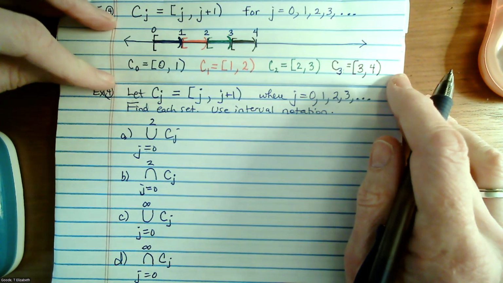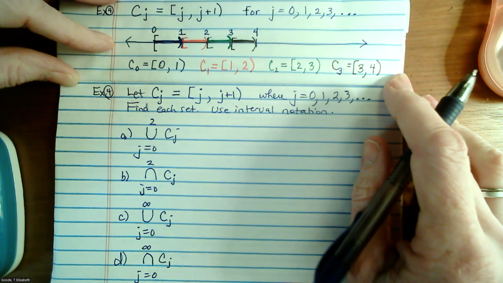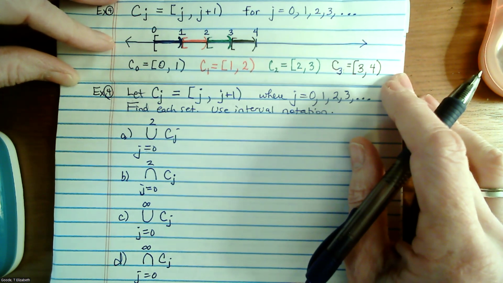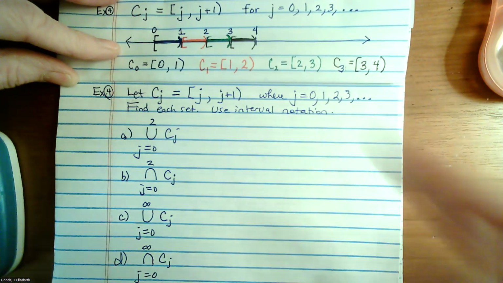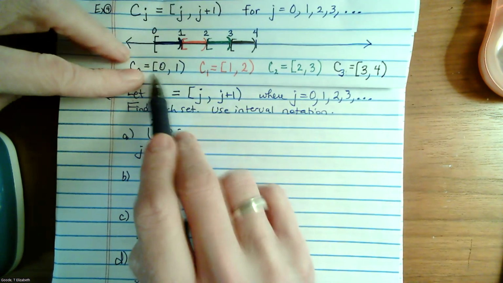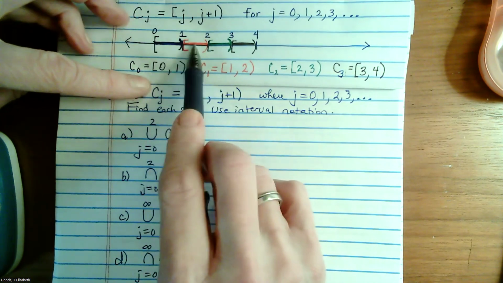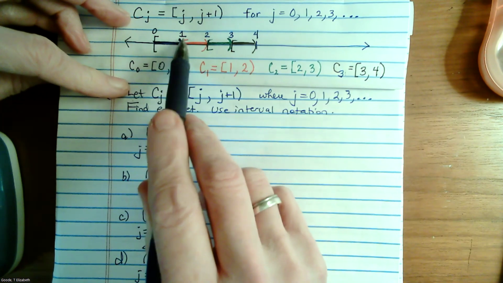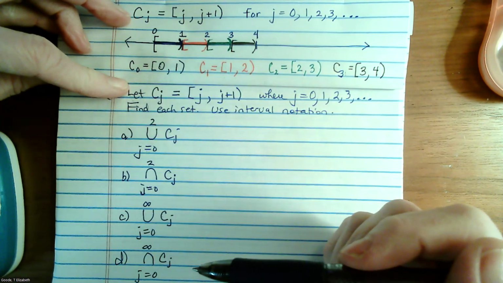C3 is 3 to 4. Okay. So you can see that way we can kind of see what's going on. Now, is there any space between these adjacent sets, like C0 and C1? Are there any real numbers that are stuck in between them?